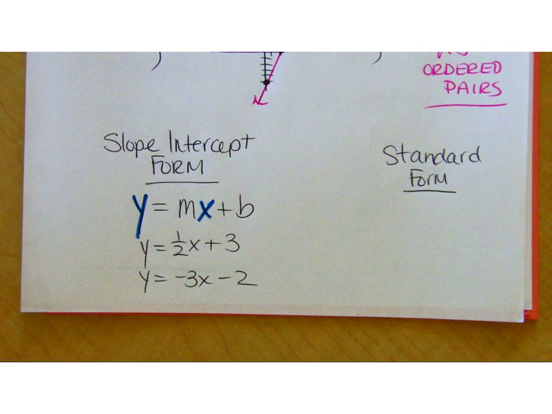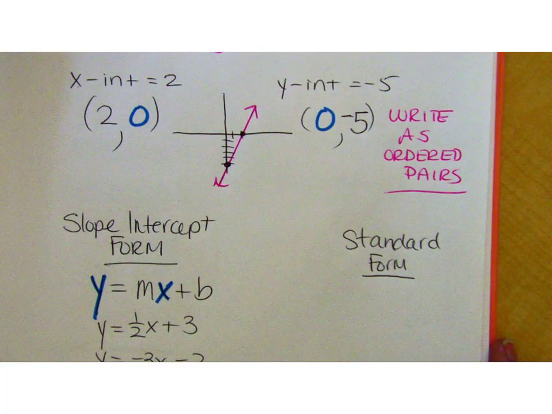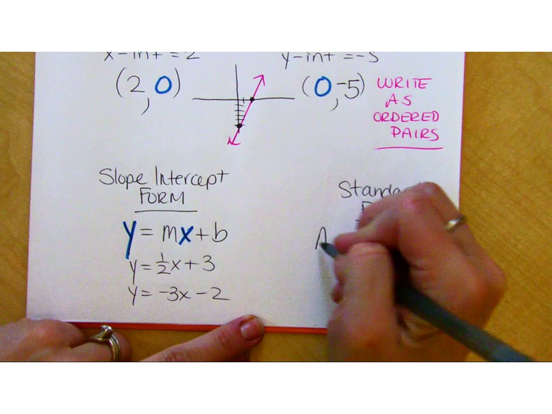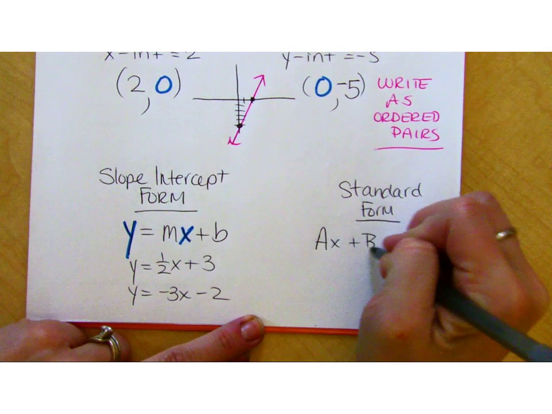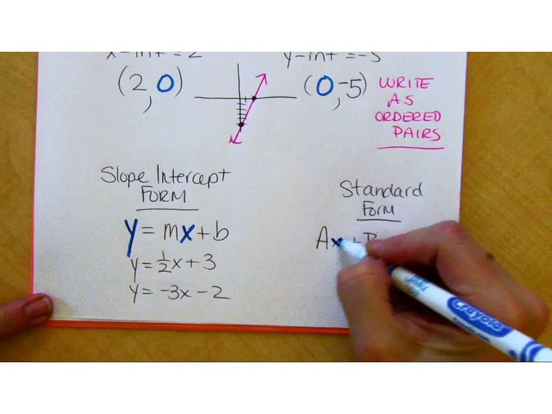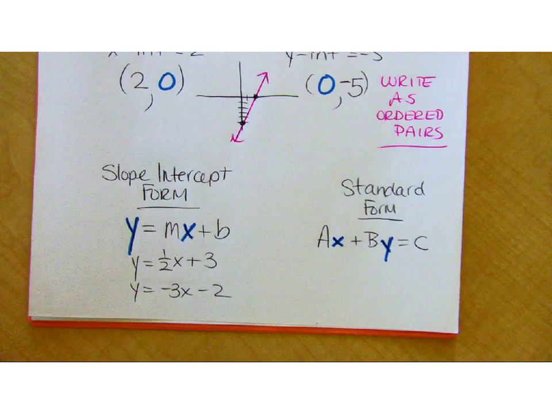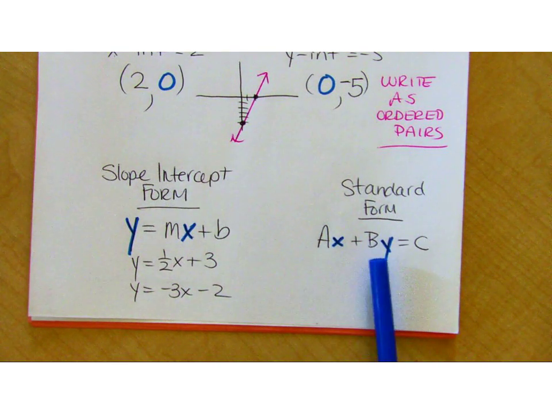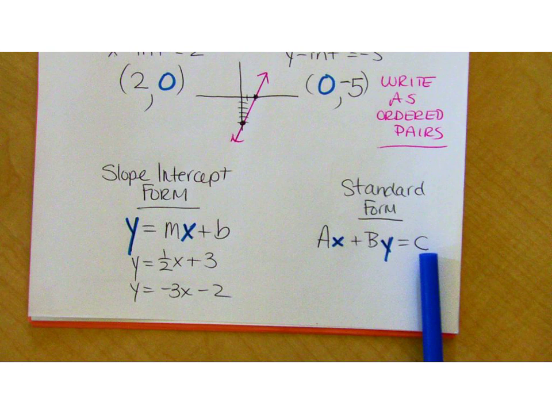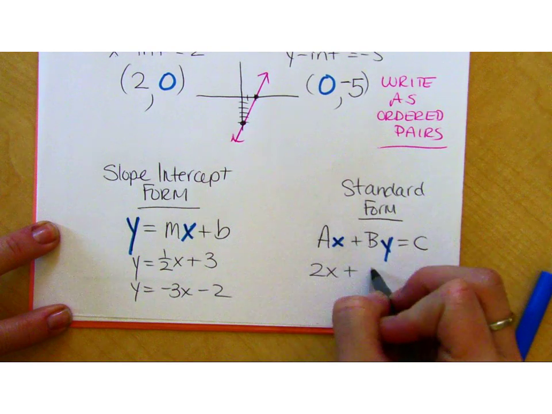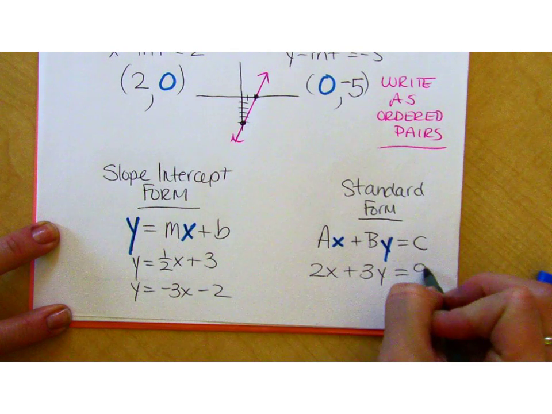Okay? So standard form looks a little different. Standard form looks like this: ax plus by equals c. And this is your introduction to standard form. You still have your x and your y that don't change. Your a is basically just another way of saying the coefficient for x. The b is the coefficient for y. And c is your constant. So for example, an equation that looks like this is an equation in standard form.